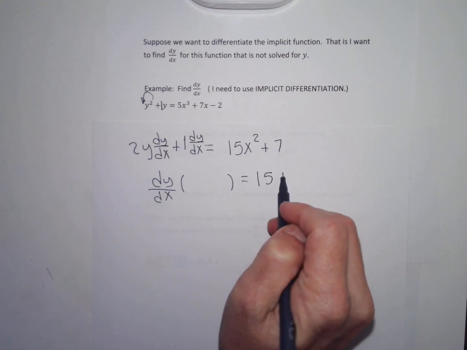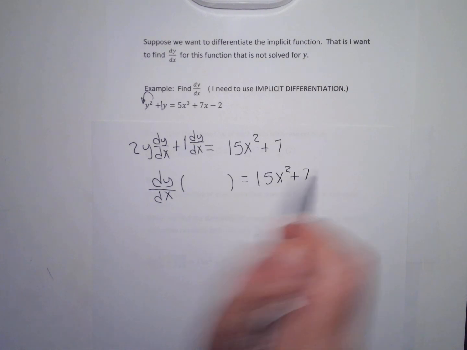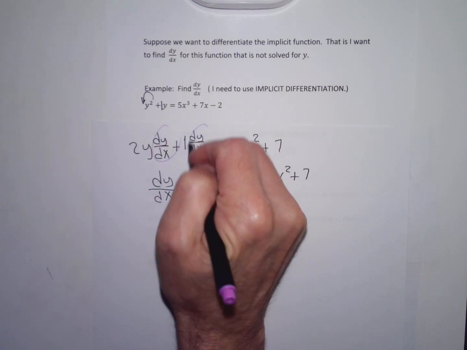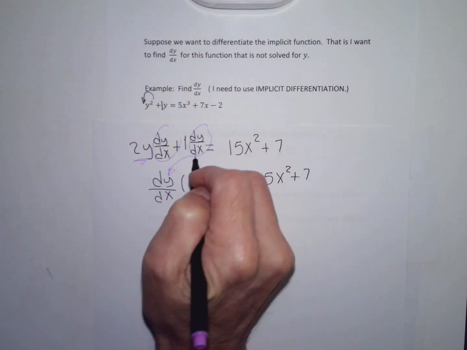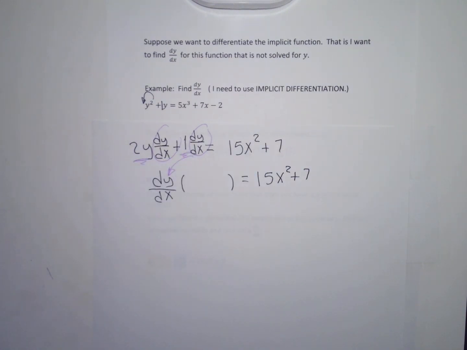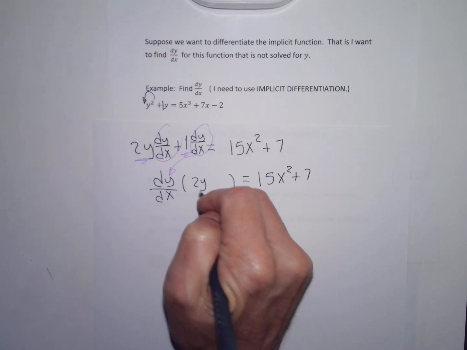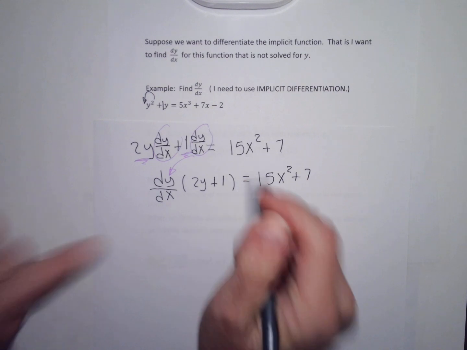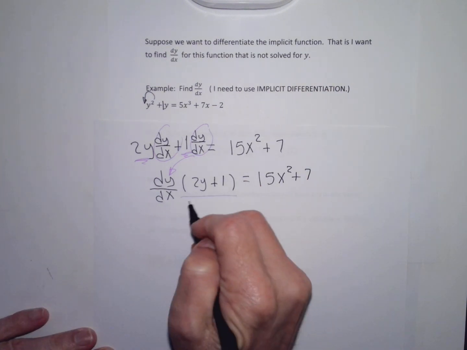To get the dy/dx solved for, I need to have one dy/dx and not 2. In this case, I have 2 of them, but I'm going to treat dy/dx as a common factor. I'm going to factor it out, and what's going to go inside the parentheses is the 2y that's in front of that dy/dx, and the positive 1 that's in front of that dy/dx. Now I can solve for dy/dx by dividing by 2y plus 1.